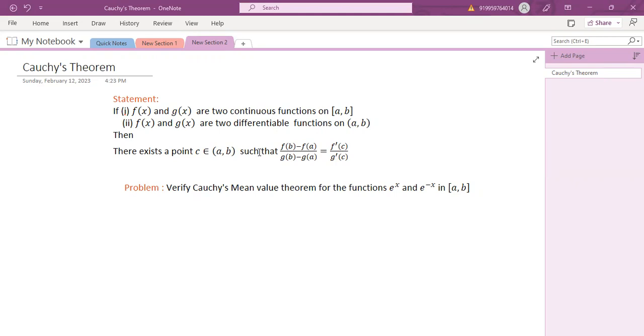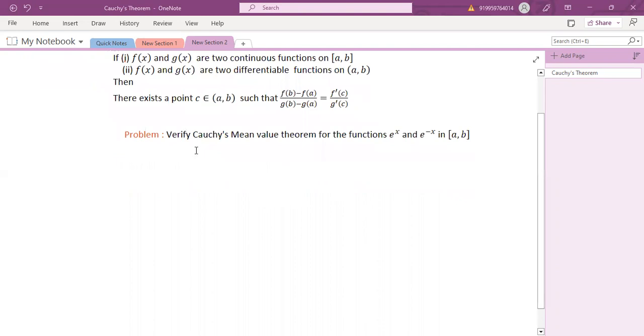It is not equal to the boundary points, such that in the numerator f of b minus f of a, by denominator g of b minus g of a, in the left hand side. Right hand side value is f dash c. Dash means derivative. Derivative of f at point c by derivative of function g at c. At c means first find the derivative, later we substitute the x value with c.